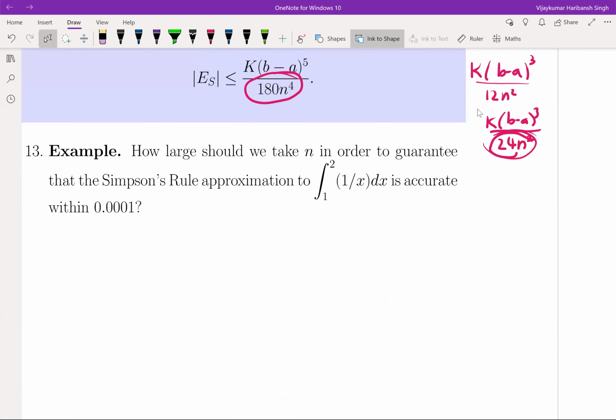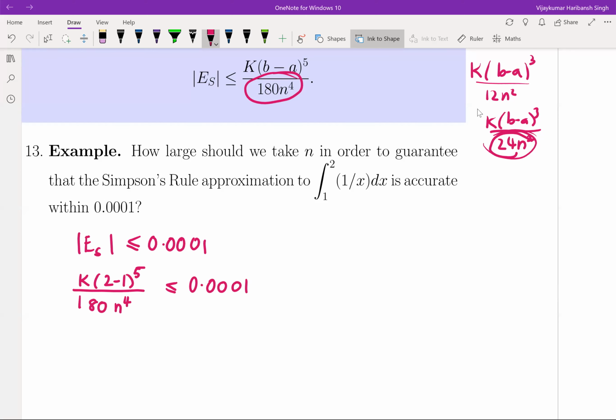So E of S is bounded by 0.001. How many zeros are there? 3 zeros, okay. That is same as K (b minus a), so (2 minus 1) to the power 5 divided by 180 n to the 4, and we want this to be less than or equal to 0.001. Now what is my K?